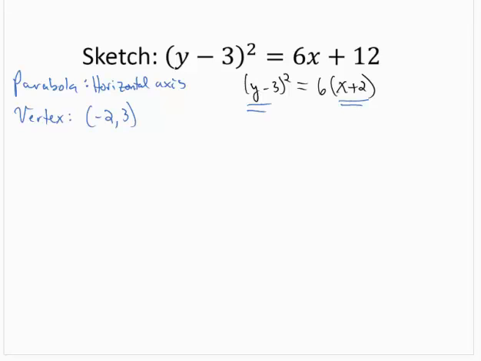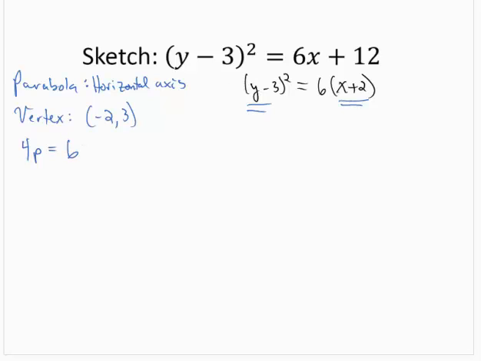So we have the parabola. We know it's a parabola. We know it's opening right or left. We know where the vertex is. Let's find that value of p. Well, 4p would equal 6.